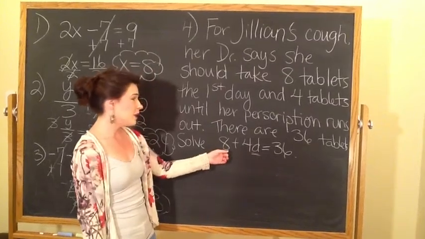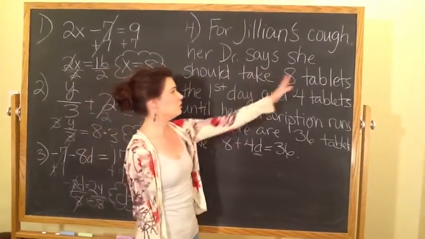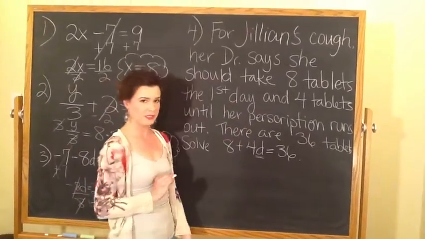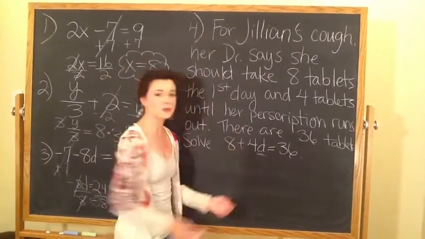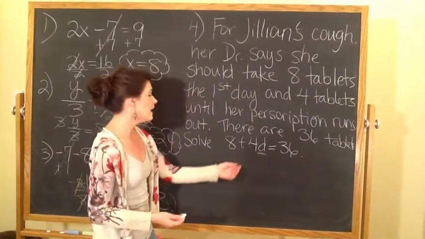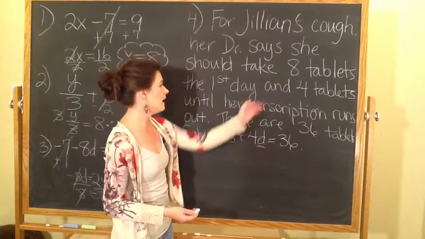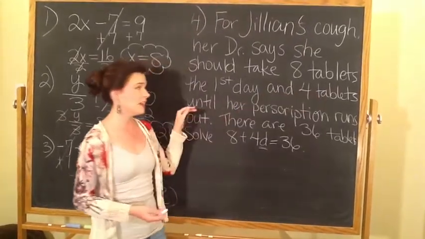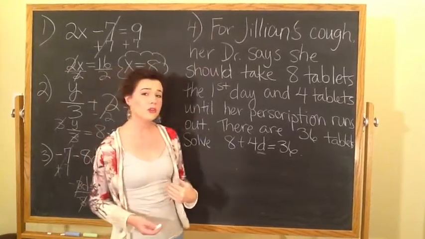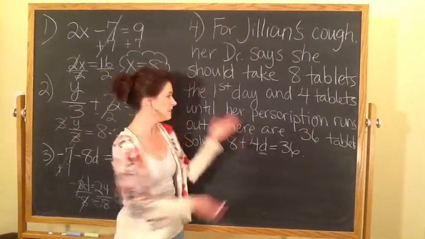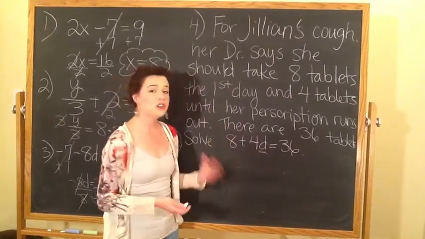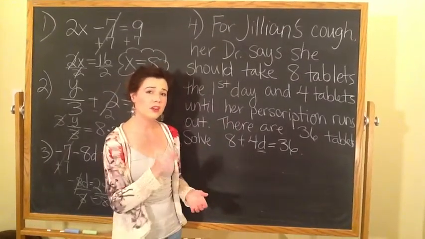So they put us 8 here because it says you should take 8 tablets the first day. So, okay, that's 8 of the tablets right there. Then plus, because we're combining, we want to see how many she's taking total. Now it says 4 tablets the remaining days until her prescription runs out. So right now we don't know how many days. It doesn't say 15 days or 10 days or anything like that. So we're going to have to make it a variable.